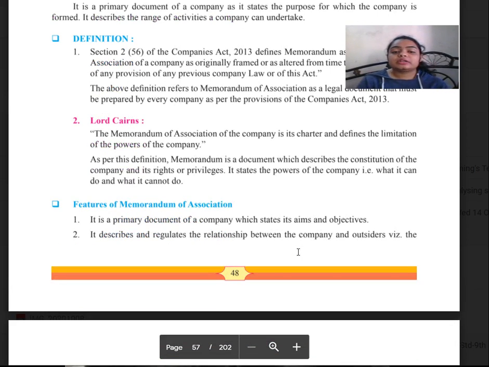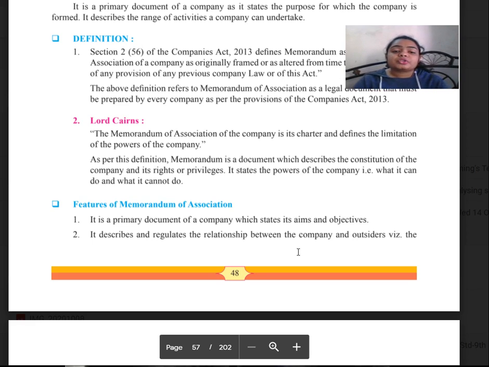Lord Cairns: The Memorandum of Association of the company is its charter, and defines the limitation of the powers of the company. As per this definition, memorandum is a document which describes the constitution of the company and its rights or privileges. It states the powers of the company, that is what it can do and what it cannot do.